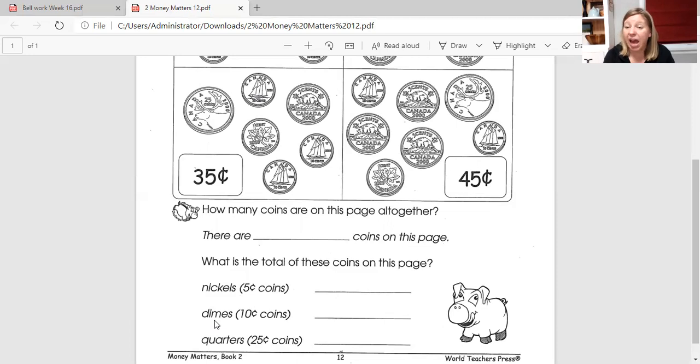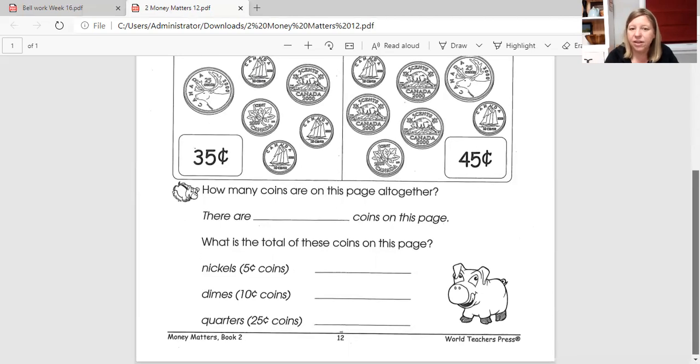Then you need to count how many dimes. Let's say that there are 10 dimes. Then you would need to go 10, 20, 30, 40, 50, 60, 70, 80, 90, 100. Count how many dimes there are and count by tens.